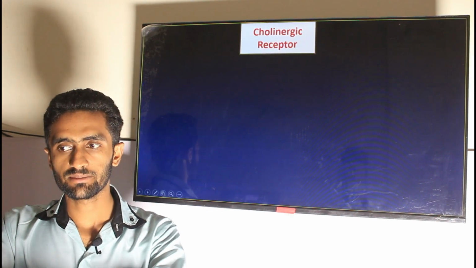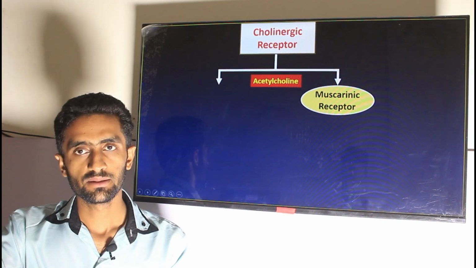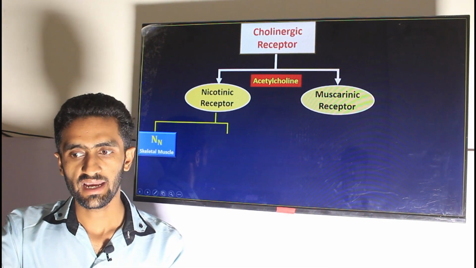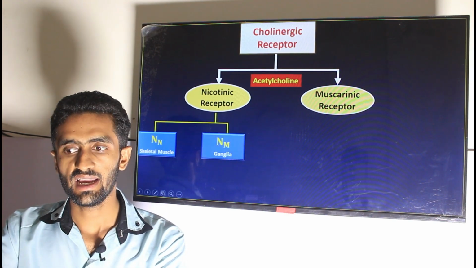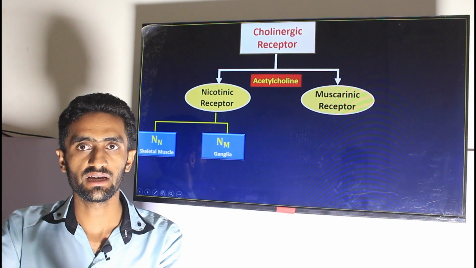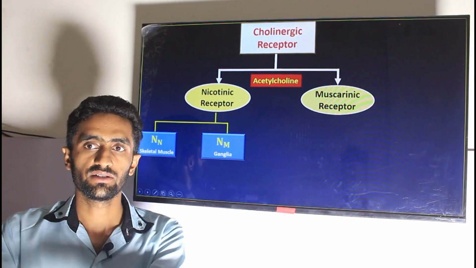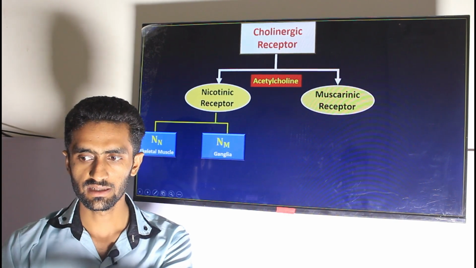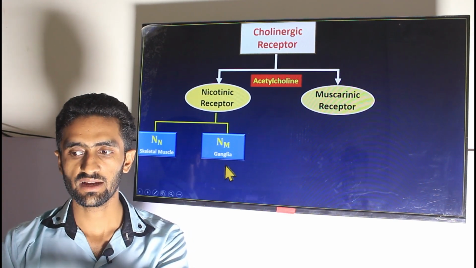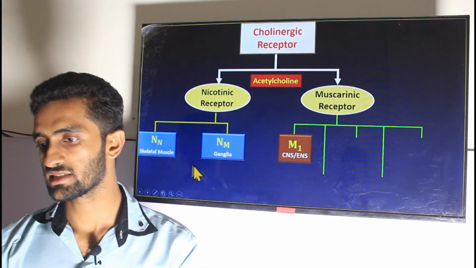So cholinergic receptors, in summary, we can say there are 2 types, the muscarinic and the nicotinic. In the nicotinic, we have N sub M. M means they are at the level of the neuromuscular junction, and N means they are at the ganglia. Neuromuscular is present at the skeletal muscle, while the NN is present at the ganglia level. You know better. So there is just a mistake.